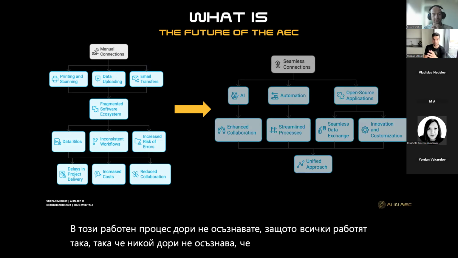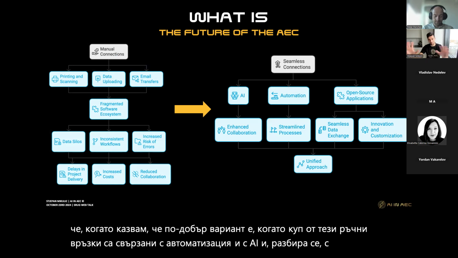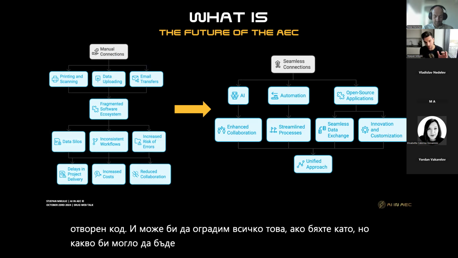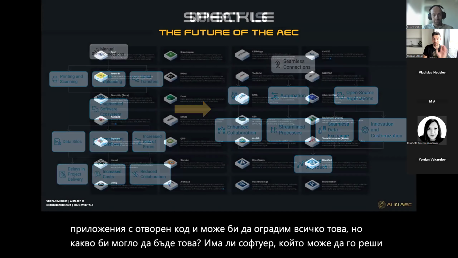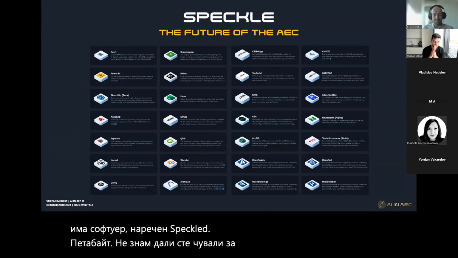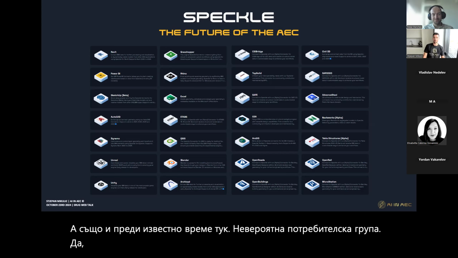So when I say a better option is this, it is when a bunch of these manual connections are connected with automation and with AI, and of course, open source applications. And to maybe circle all of this, if you were like, but what could this be? Is there a software that can solve it? Yes, there is a software called Speckle. Petar, I don't know if you heard about Speckle. Probably, yes. We've had a presentation also some time ago here at the user group. Yes, amazing. Then you guys know. Then you're already a step further.